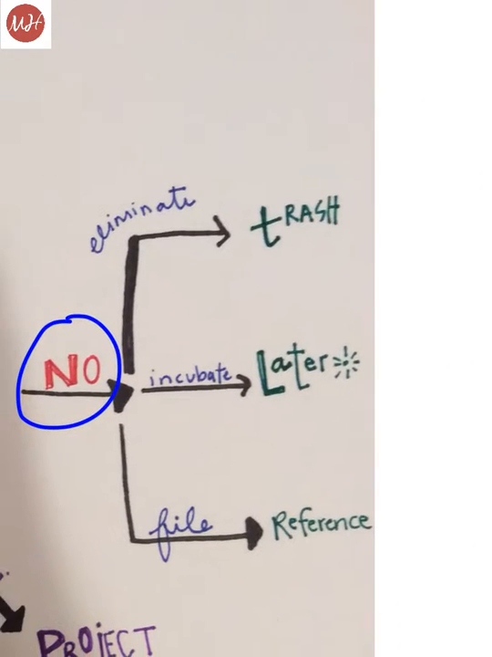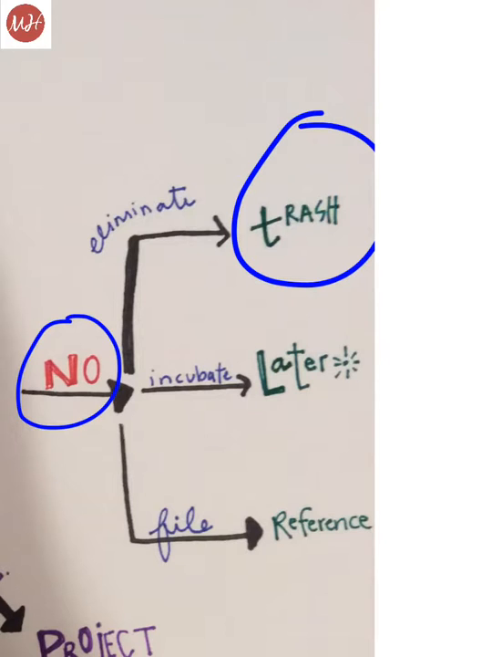Alright. So these 3 things are trash, save for later, and reference. So with trash, it could just be something you just don't need anymore. You just don't think you need it. You don't think you'll ever need it. Maybe you got a flyer about a new internet service that's being offered in your area. You don't need this anymore. You already have internet. So what you're going to do, you're going to trash it.